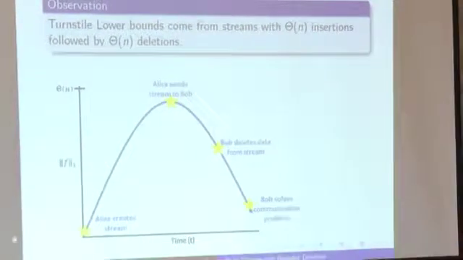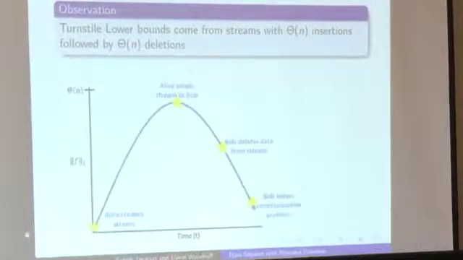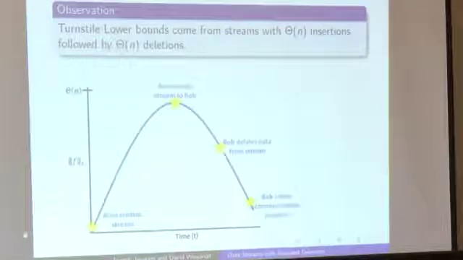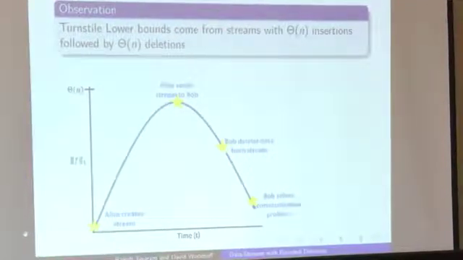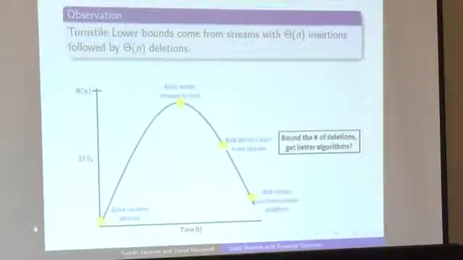Notice that this step right here, where Bob deletes the irrelevant data, is very important for these lower bounds. Because if he doesn't do it, the streaming algorithm wouldn't be able to give a good approximation of the values needed to solve the communication problem. So we asked the question: what if we prevented Bob from doing this?